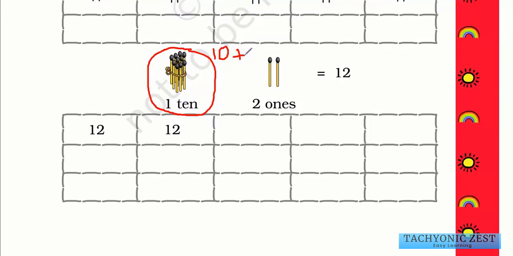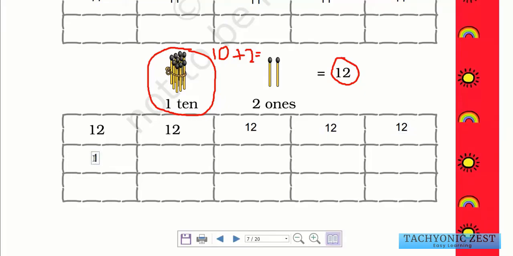So 110, now two ones. So two ones means to 10 we will add 2. So how much do we get? 10 plus 2? 10 plus 2 is equal to 12. So 110 two ones is equal to 12. Okay, so 110 two ones means 10 plus 2 ones means plus 2 is equal to 12. So here we get answer as 12. So everywhere we will write 12. So 110 two ones is equal to 12.